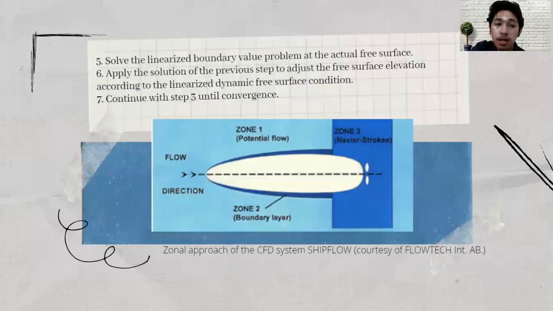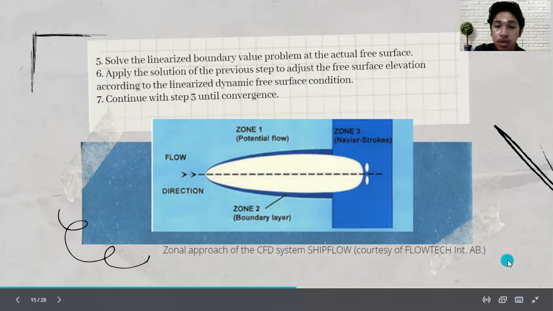And then after that, the fifth one is solving the linearized boundary value problem at the actual free surface. The sixth one is applying the solution of the previous step to adjust the free surface elevation according to the linearized dynamic free surface condition. And then the last one, we continue with step 3 until convergence. This is the zonal approach of the CFD system SHIPFLOW, courtesy of Flowtech International AB.